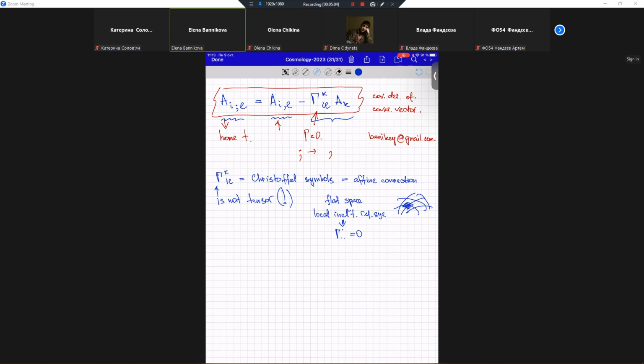But when we work with the Christoffel symbols, we can use the general rules of raising and lowering of indexes in gamma.